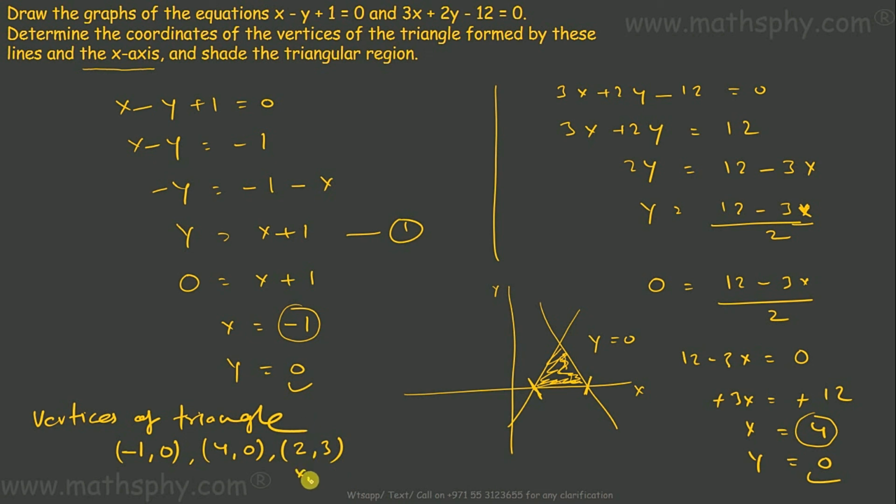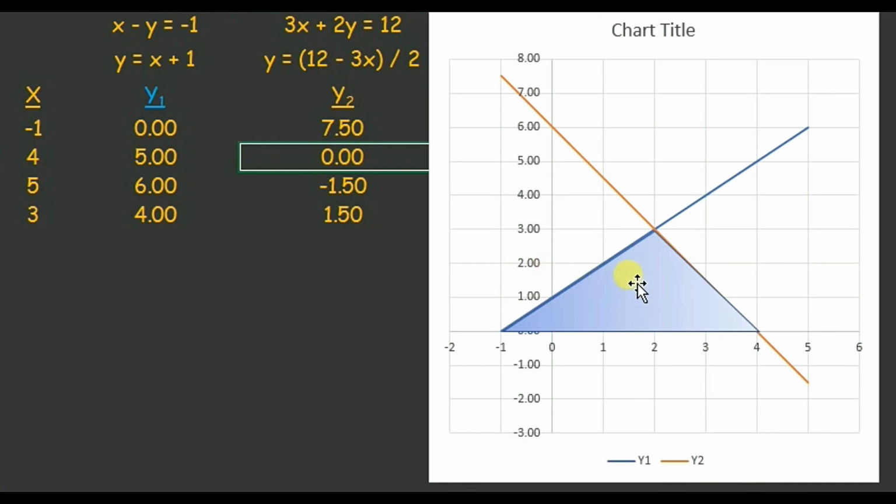I'll write x, y as the point of intersection. These three are the vertices, where this is the point of intersection, and this is the triangle from the shaded region. Alright.